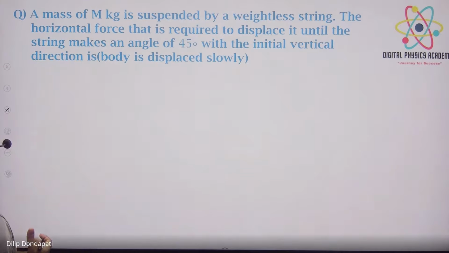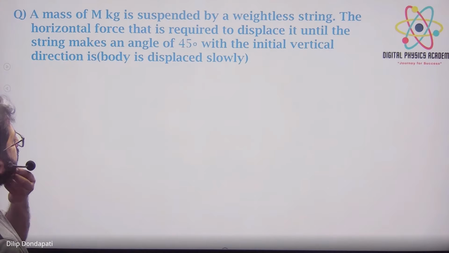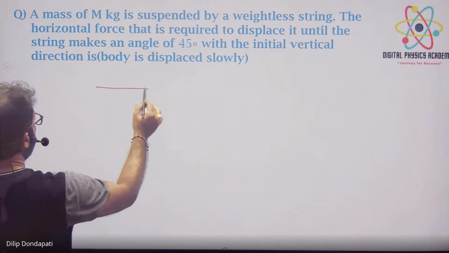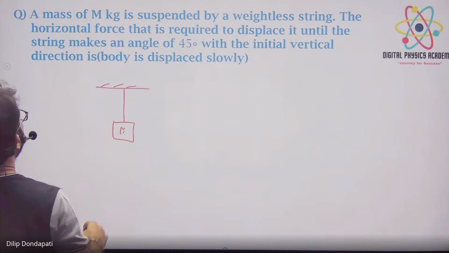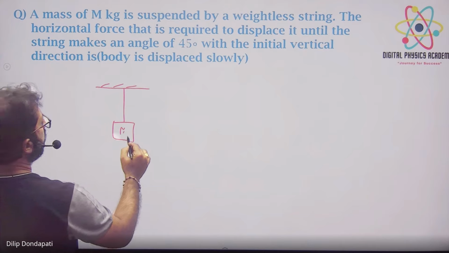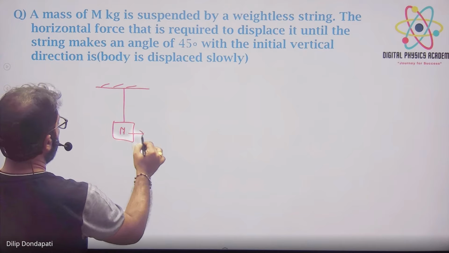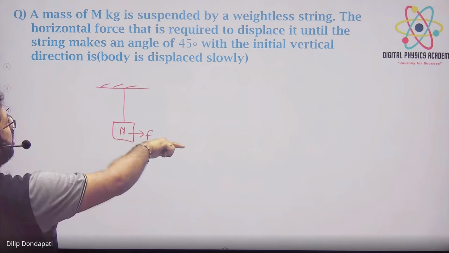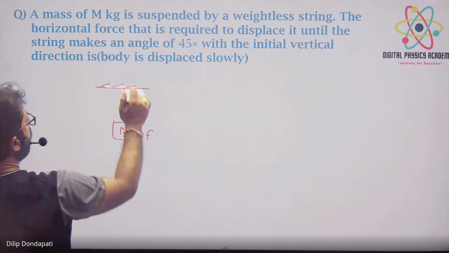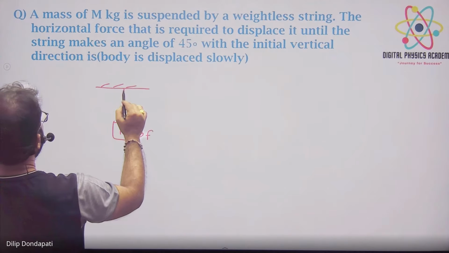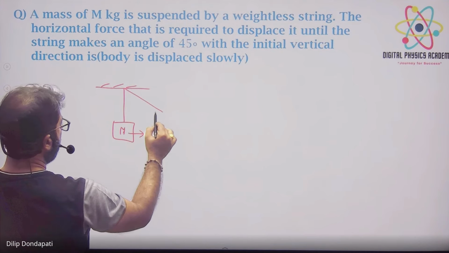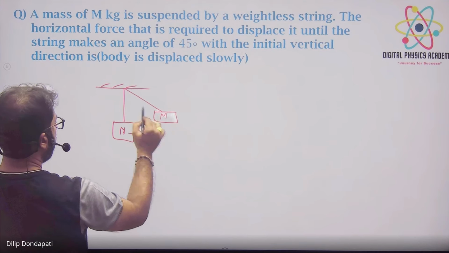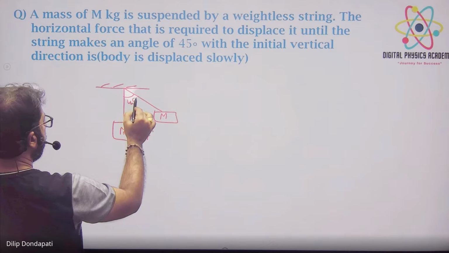A mass of capital M kg is suspended with a string. Initially it is suspended with a string. The horizontal force F is required to displace it. I am applying a force F horizontally to displace it until the string makes 45 degrees with the initial vertical angle. देखो, ये ऊपर तक लेके आया, इधर तक लेके आया. कितना एंगल है? 45 degrees तक लेके आया.